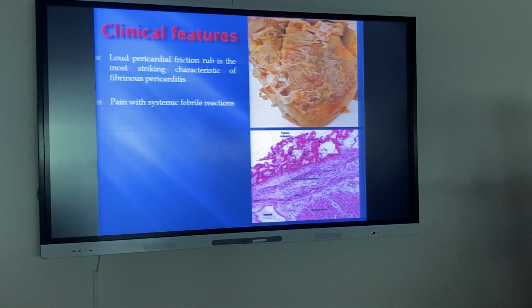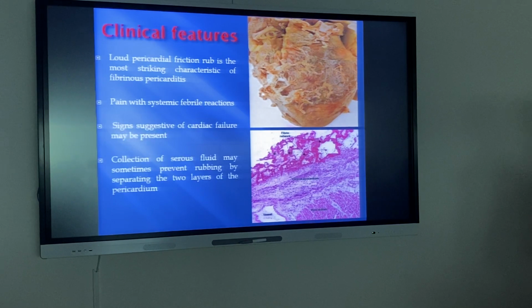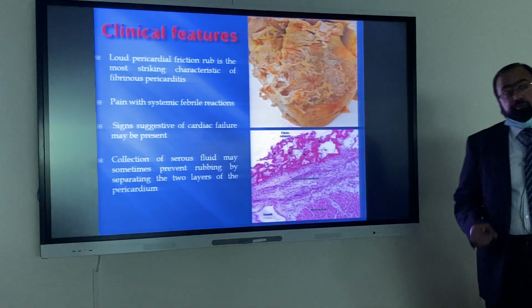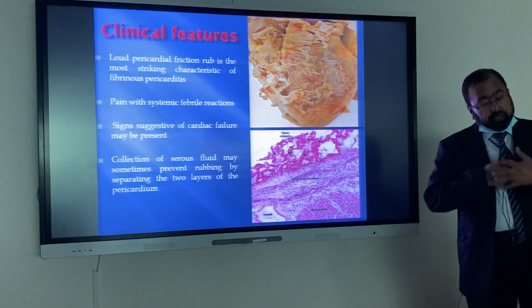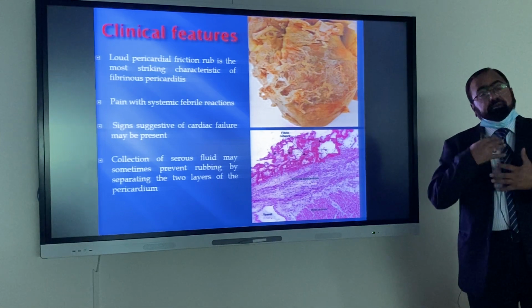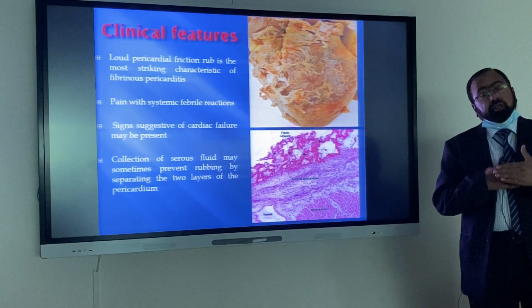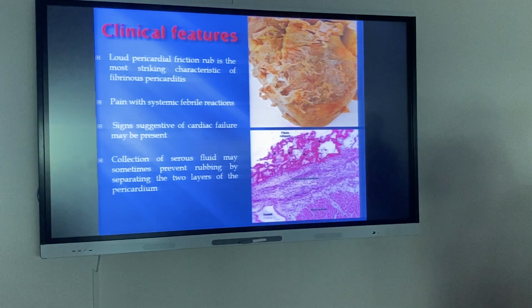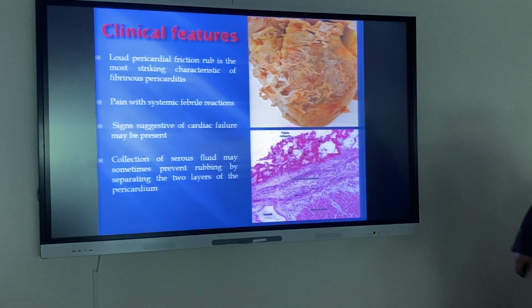Pain and systemic febrile reaction because of the inflammation. They might have even temperature and pain at this area. Signs suggestive of cardiac failure may be present, so you know about it. Collection of serous fluid may sometimes prevent rubbing. Suppose it is serofibrinous, so there is a lot of space between the parietal and visceral pericardium, so you may not hear friction rub because of that.